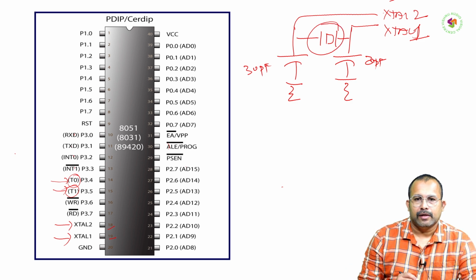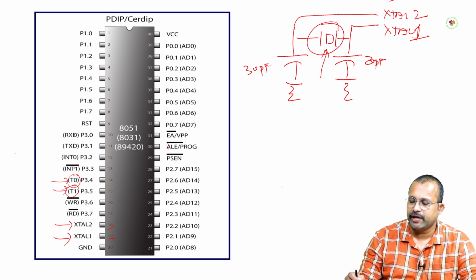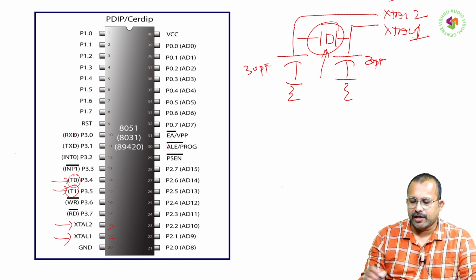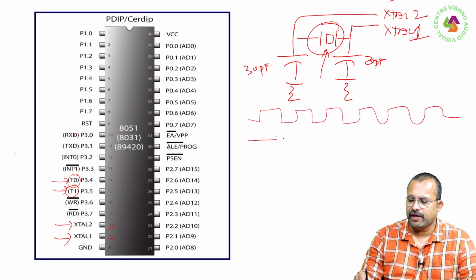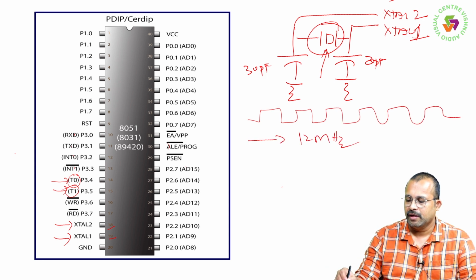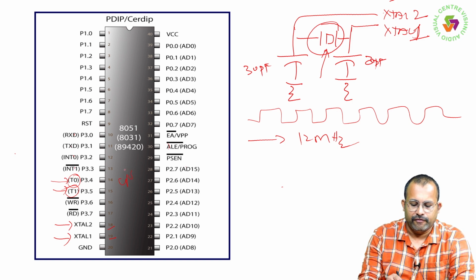By using a material, the ceramic resonator or a quartz crystal, the frequency at which this particular material resonates creates a clock wave with a frequency of 12 megahertz. That is the operating frequency of 8051. So, this particular clock is used for synchronizing the internal operations of 8051.